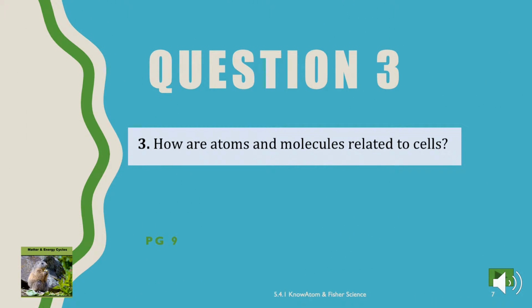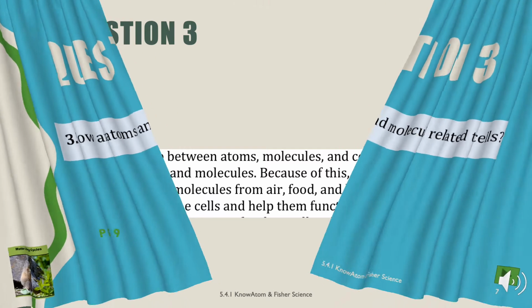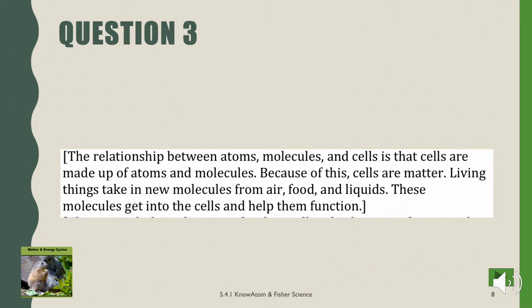Question 3 asks us, how are atoms and molecules related to cells? We talked about atoms and molecules way back at the beginning of the year in Unit 1. So how are they related to cells? Well, they have a relationship between atoms, molecules, and cells because cells are made up of atoms and molecules. Because of this, cells are matter. Living things take in new molecules from air, food, and liquids. These molecules get into the cells and help them function.